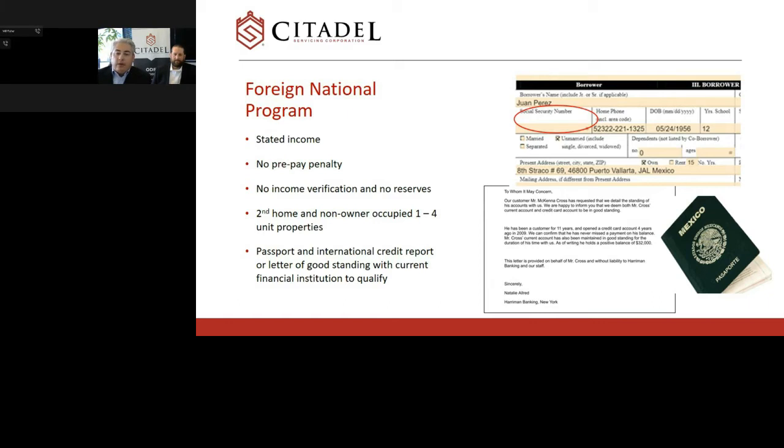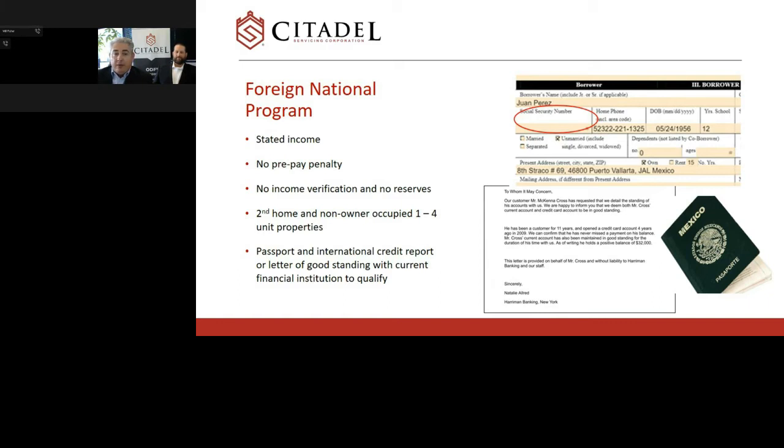That's right. We don't know what a Chinese W-2 looks like. We don't know what a Russian W-2 looks like, and we don't need them. So what you want to do with that loan is you're not going to be putting a Social Security number on there because the borrower is a foreign national. They're not going to have U.S. credit.